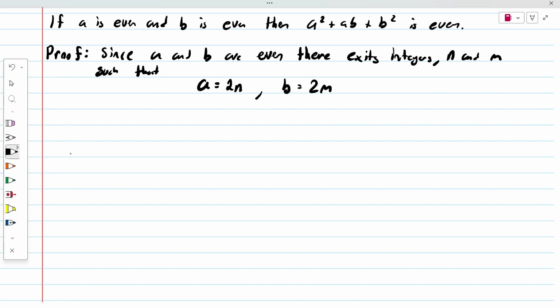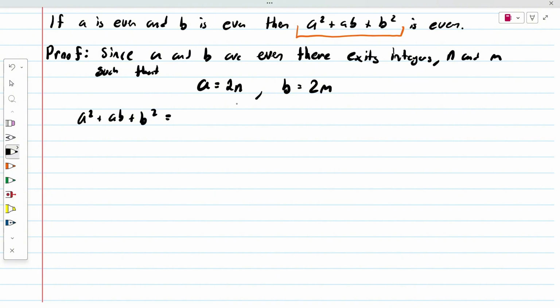And so now we want to show that this whole expression is even. So this whole expression needs to be expressed as 2 times an integer. And if we can get that, we know it's even. Okay, so let's just start with this expression as we have it, right? a squared plus ab plus b squared. And so this is kind of the format you're going to want to take with almost all proofs of even and odd numbers, because we know what a and b are, because we know they're even, and we want to show that this is going to be even.